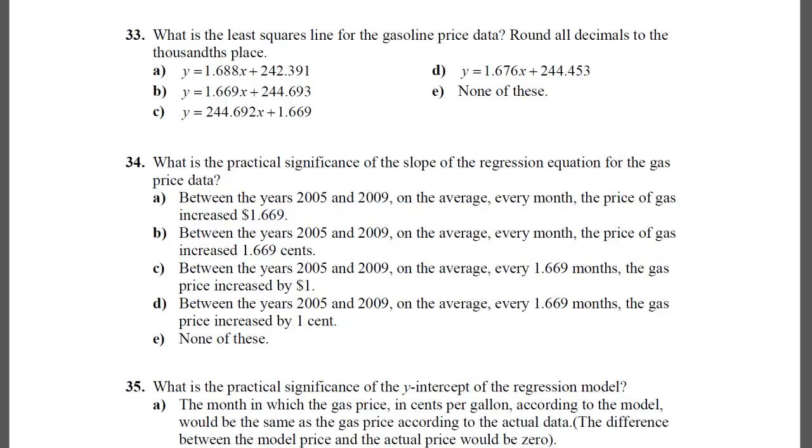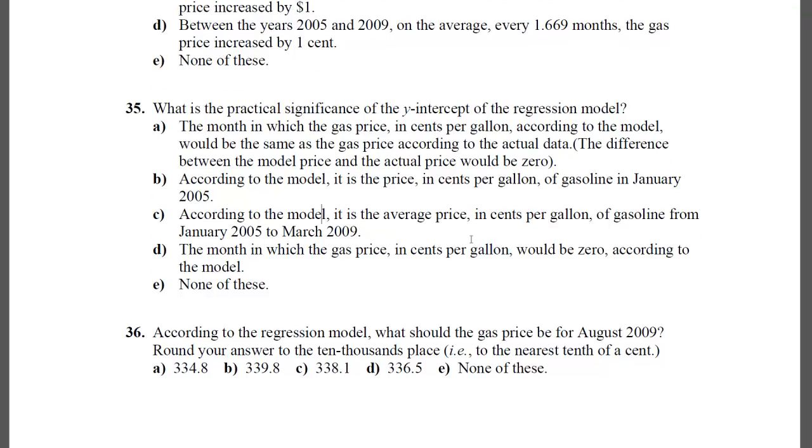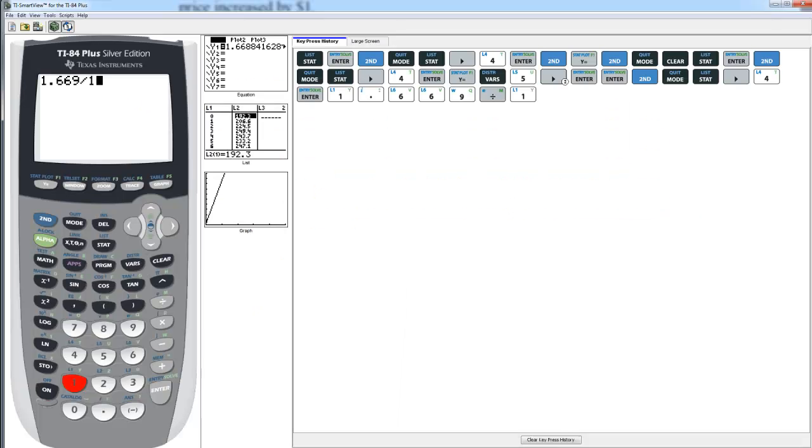Let's see, what's 35 asking? 35 is asking, what is the practical significance of the y-intercept? I think it would be a lot easier to understand the answer to this question if you look at the y-intercept graphically, so I'm going to do that. We had already prepared the regression equation for graphing, so the only other thing we need is a scatter plot of the data. I'll throw that in there as well.